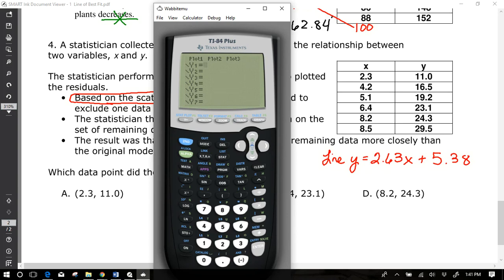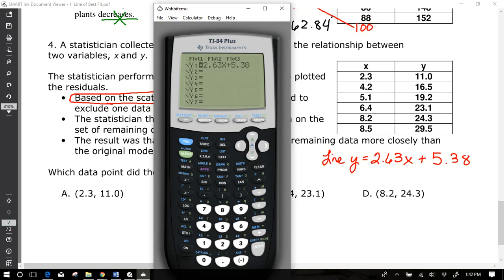And now I'm going to type in, the y equals is already there, 2.63. The X button, in case nobody's asked that question yet, is right here next to the green alpha button. So use that X button. And then plus 5.38. And you can hit enter if you want to, and it'll go down to Y2. We don't need to type anything into Y2.